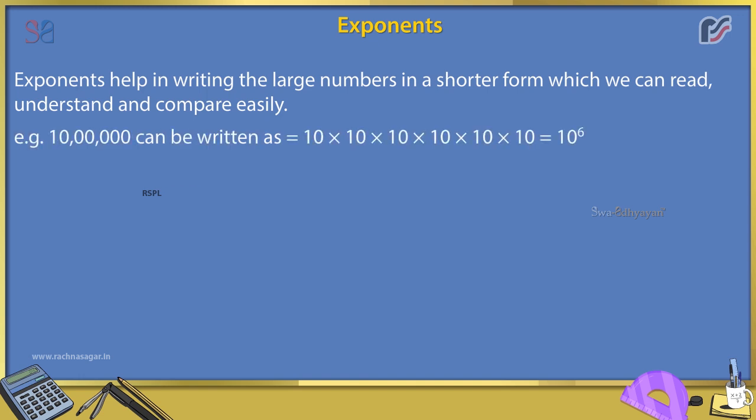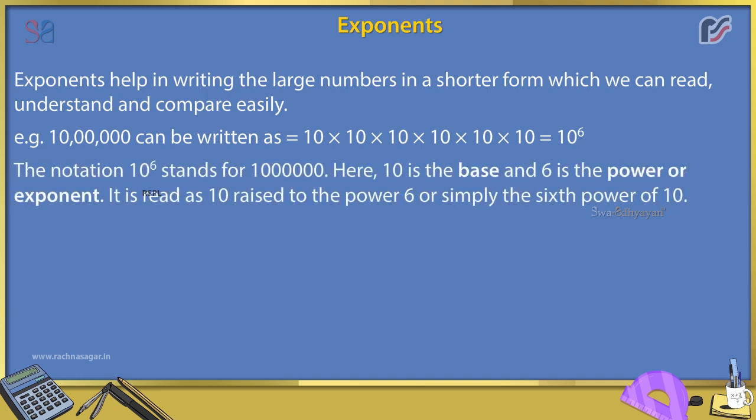Example: 10 lakhs can be written as 10 into 10 into 10 into 10 into 10 into 10, which is equal to 10 raised to the power 6. The notation 10 raised to the power 6 stands for 10 lakh. Here, 10 is the base and 6 is the power or exponent. It is read as 10 raised to the power 6 or simply the sixth power of 10. Thus, 10 raised to the power 6 is the exponential form of 10 lakhs.